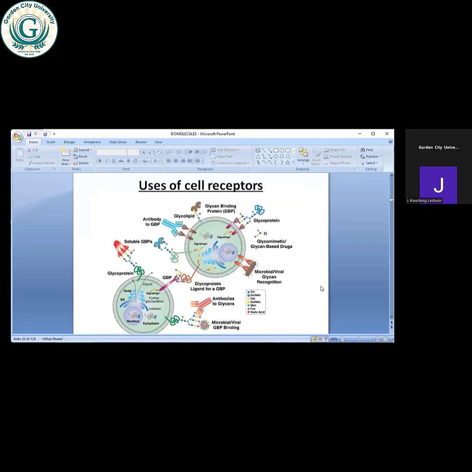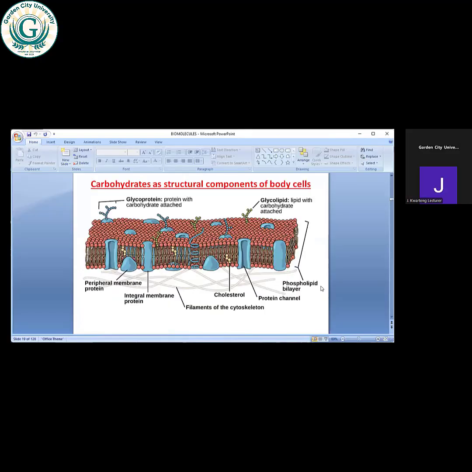They constitute important component of what? Our body structure. Okay. How do they contribute to that? They serve as integral components of our cell membrane. And you know, our body is made up of cells. So whatever is a component of the cell becomes a component of our body structure.